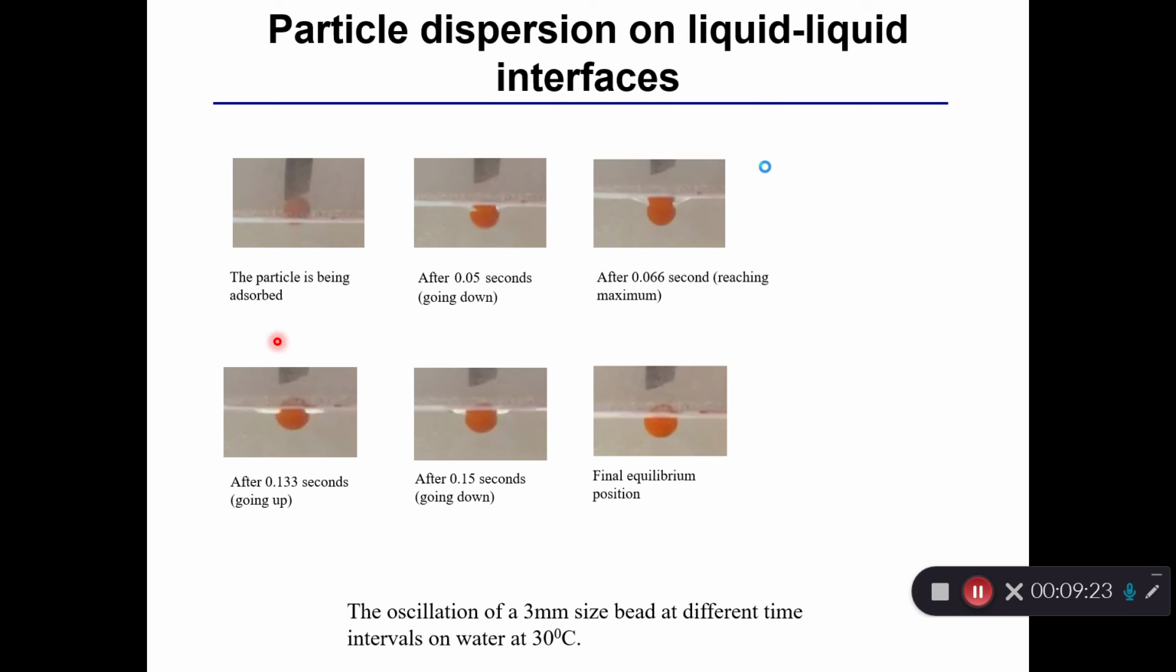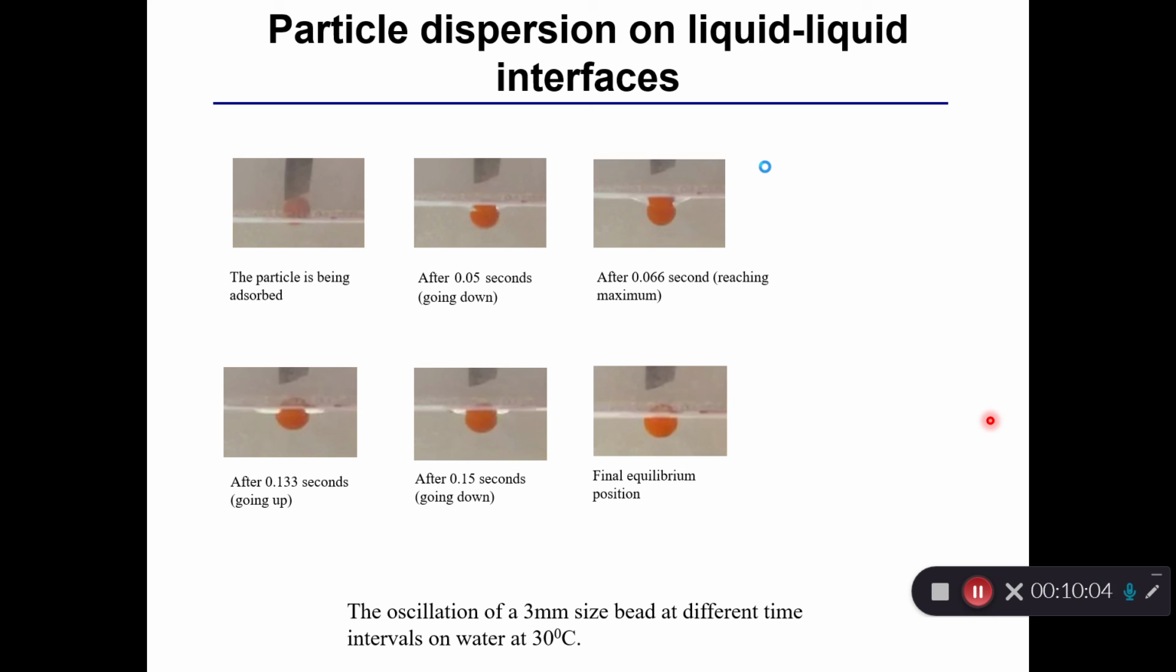So you can see the oscillation of a 3 millimeter size bead at different time intervals on water at 30 degrees Celsius. From the picture, you can see that when the particle comes in contact, it is pulled into the liquid, and it reaches a maximum height, and after that it reverses its direction, it goes up, and again it comes down, and finally it settles down. So these are the different frames from the video taken.